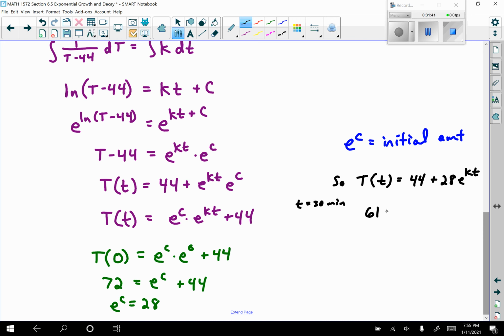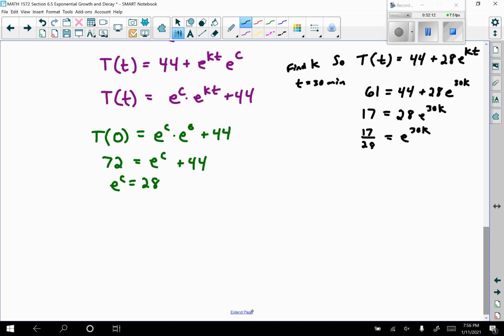So that would be 61 is going to equal 44. So we want to find K. So plus 28 times e to the 30K. 61 minus 44 will give us 17 equals 28 times e to the 30K. Divide by 28. We could just leave that as 17/28. We don't want to do any rounding until the very end. So that's going to equal e to the 30K.